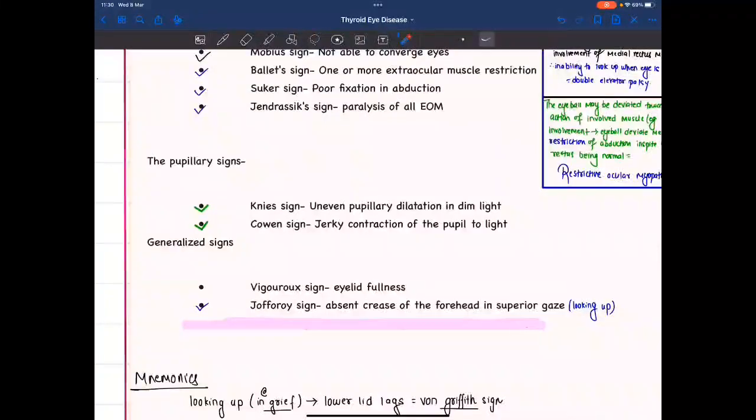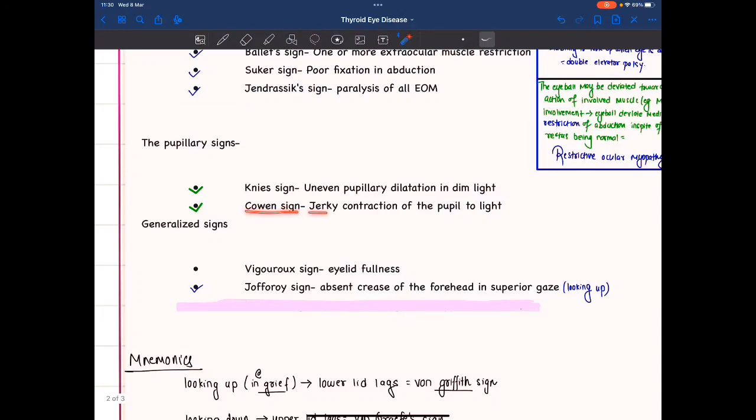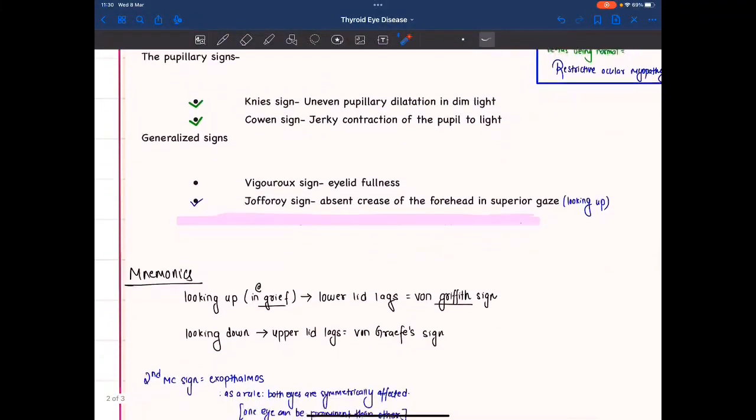So what are the pupillary signs? Kocher sign, uneven pupillary dilation in dim light. Cowen sign, jerky contraction of the pupil to light. Joffroy sign, absence of creasing of the forehead in looking up, that is superior gaze.